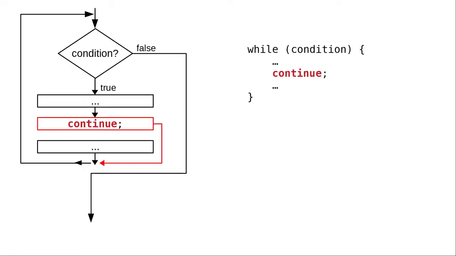The other concept that I want to touch on very briefly is continue. Continue jumps to the end of the loop and starts the next iteration. It doesn't exit the loop. This is not as commonly used as break. You can almost always use an if statement to get the same effect.